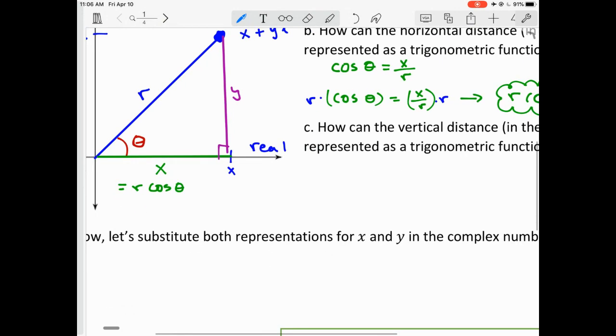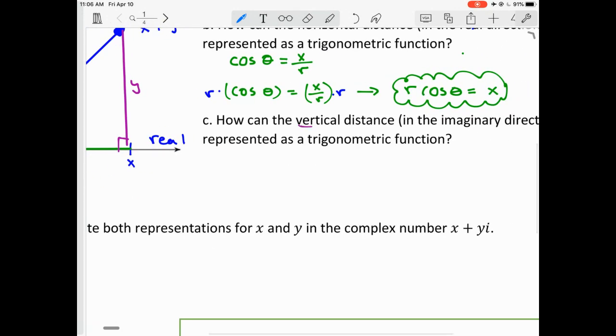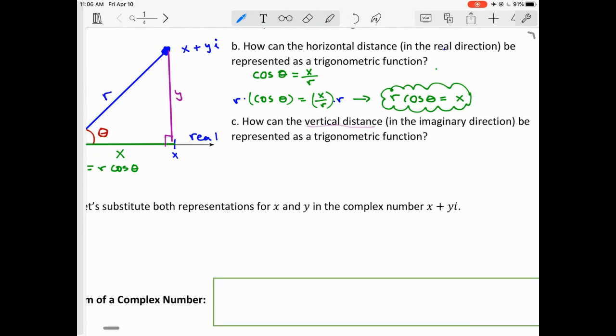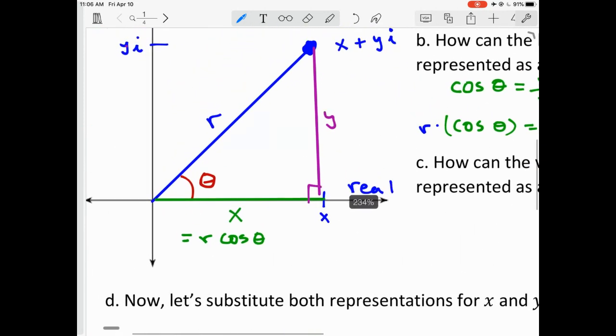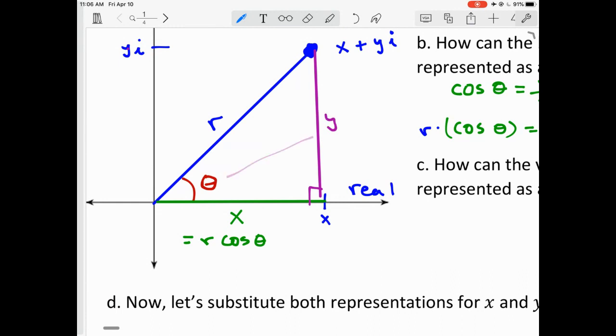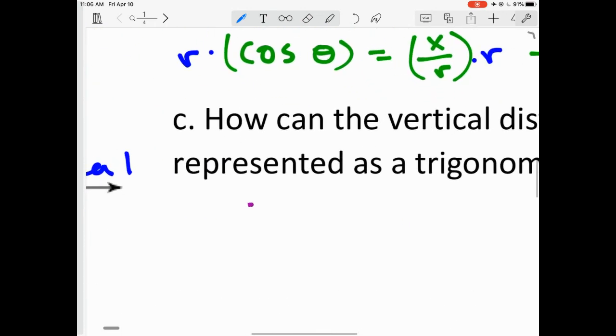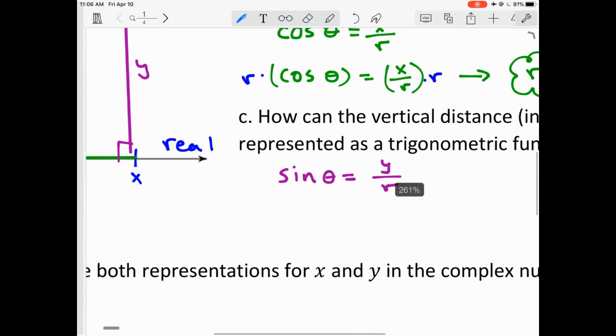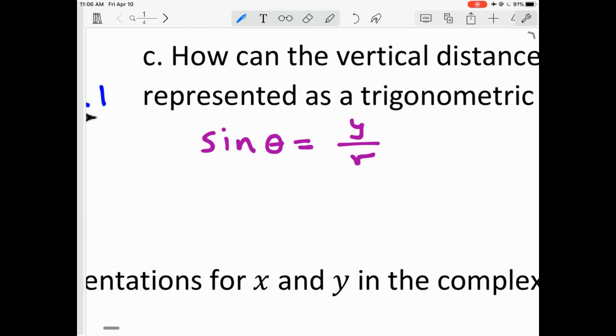Now the same, or similar thing, it's asking, how can the vertical distance in the imaginary direction be represented as a trig function? So that's our length y right here. We know, if we look at our triangle, y is opposite of theta. We know r is the hypotenuse, so our trig ratio here should be for sine, because sine theta is equal to the opposite y over the hypotenuse r. Same thing, we need to solve for that vertical distance y.